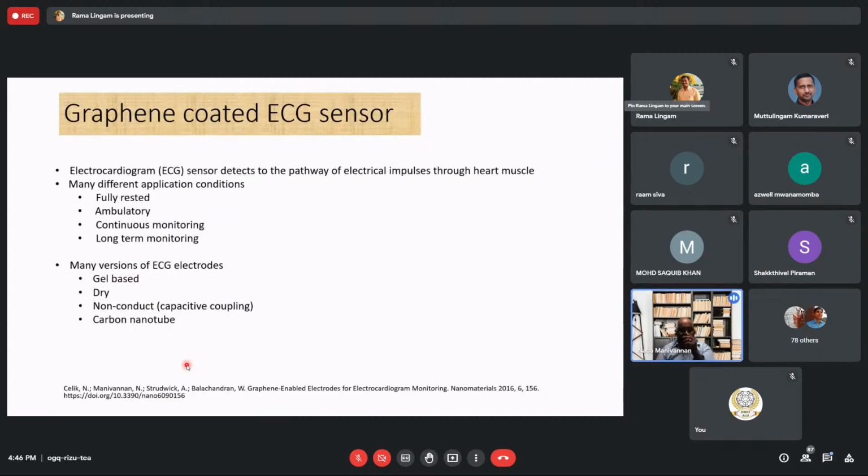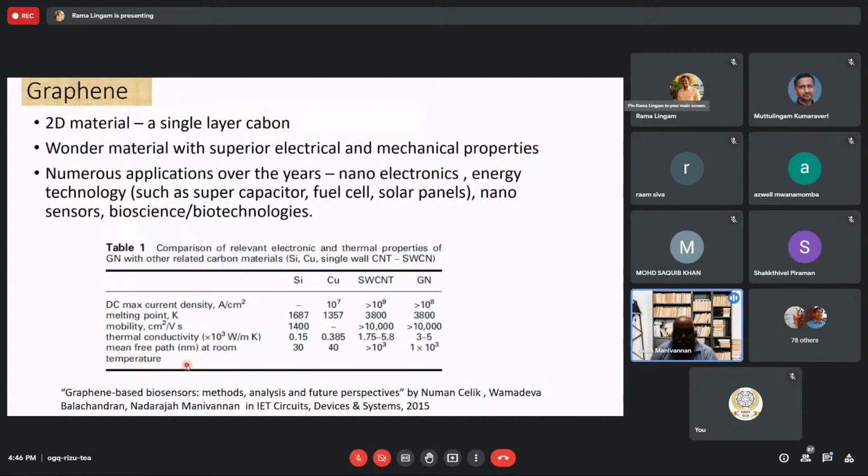Next slide, right? Yeah, graphene. People know graphene is one of the inventions of the 2000s. It's a 2D material. We can call it a nanomaterial. It's a single layer of carbon. We call it a wonder material with superior electrical and mechanical properties. So many applications are being talked about and researched, and a lot of research is still going on. It could be a biosensor, it could be solar panels, it could be nanoelectronics.